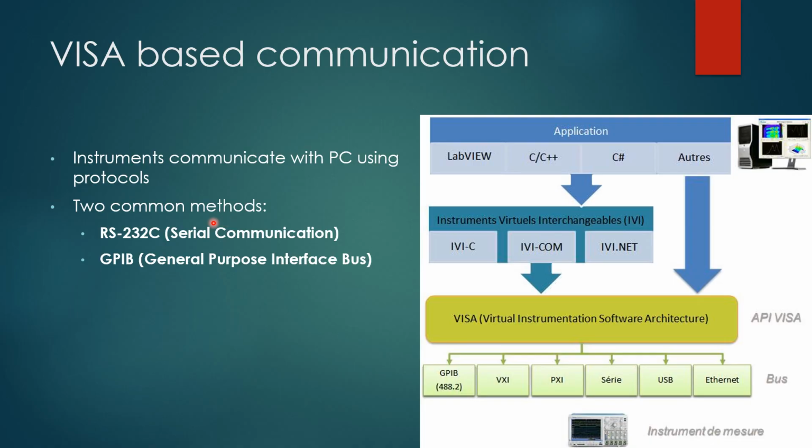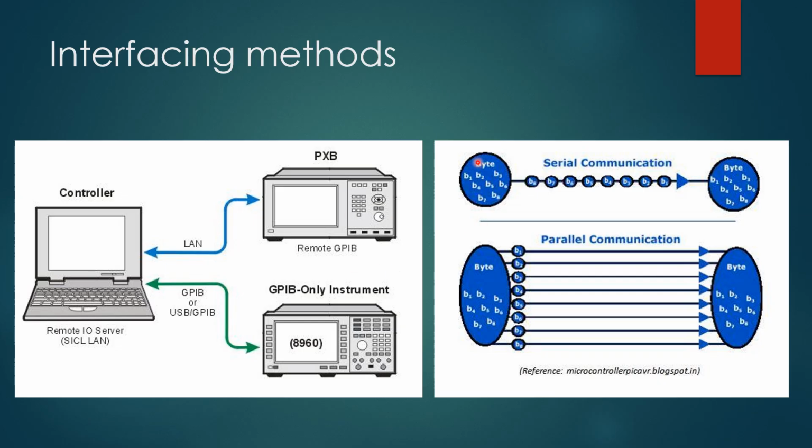Here, two things are highlighted and predominantly used: RS-232, which is a serial communication, and GPIB, which is a parallel communication that we are discussing in this lecture. Serial communication is nothing but data transfer in a single wire where data are transmitted bit by bit. In parallel communication, data are sent in multiple wires where the transfer rate is fast when compared to serial communication. So as per the requirements, we will choose either serial or parallel communication for our application.